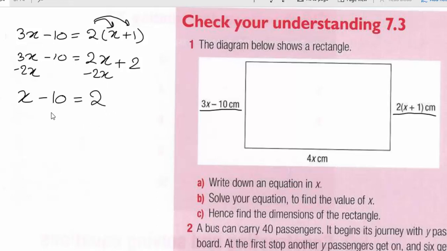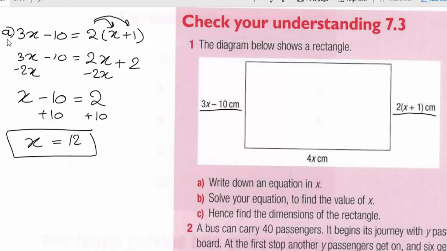Now we need to get rid of this negative 10 by adding 10 to both sides. x is equal to 12 is the solution of the equation. We got part A, only the equation. Part B is the solution. Hence, find the dimensions of the rectangle.